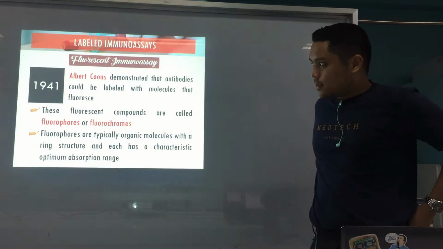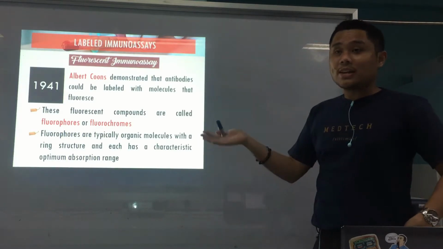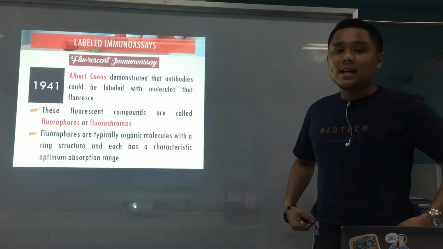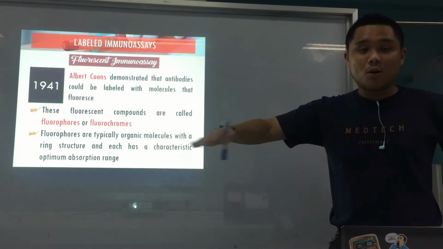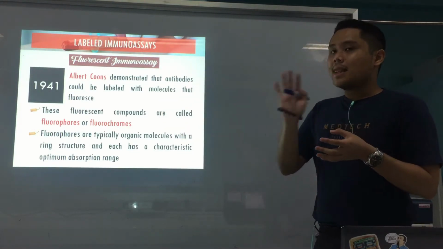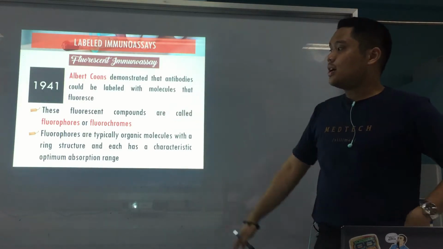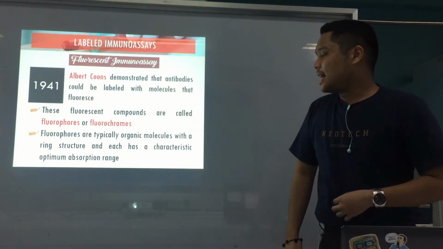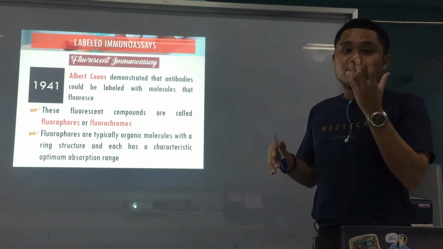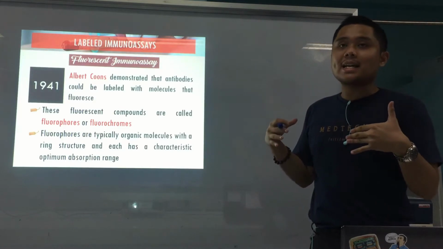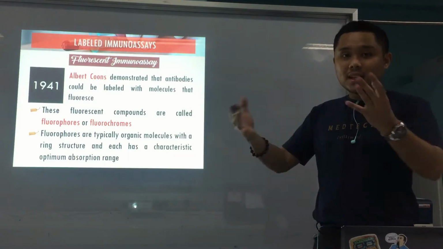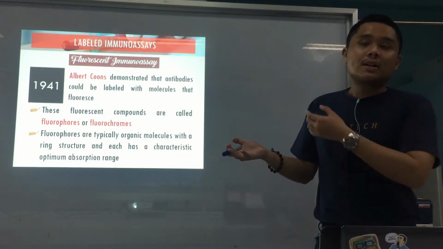All right, so this type of immunoassay was credited to Mr. Albert Coons, in the 1940s, yes, 1941. He demonstrated that antibodies can also be labeled using fluorescent molecules, or molecules that can fluoresce. And these compounds are also known as your fluorophores or fluorochromes. These are organic molecules with a ring structure and have a characteristic optimum absorption range. So they can absorb light, and once they absorb light, if they go back to their ground state, they then emit this light at a much lower energy.